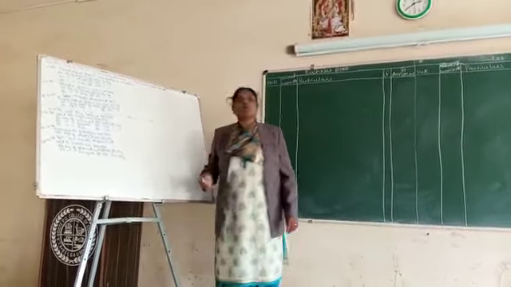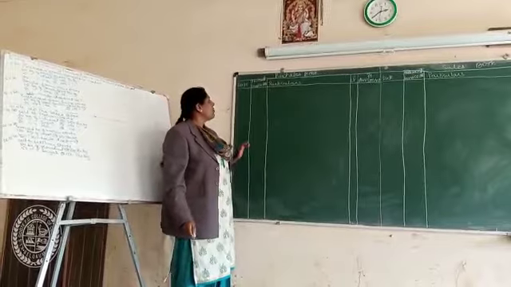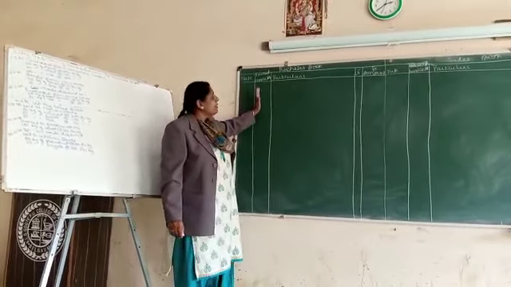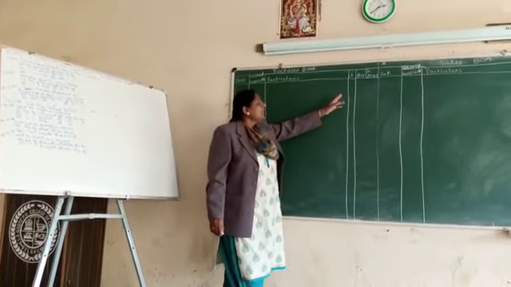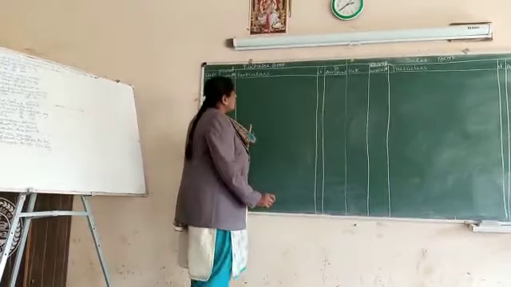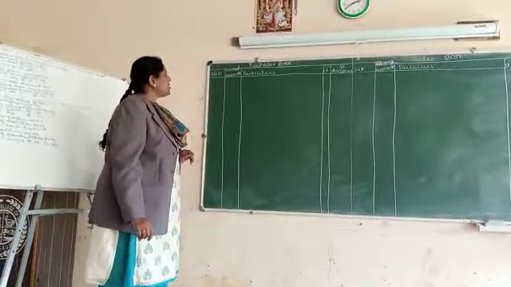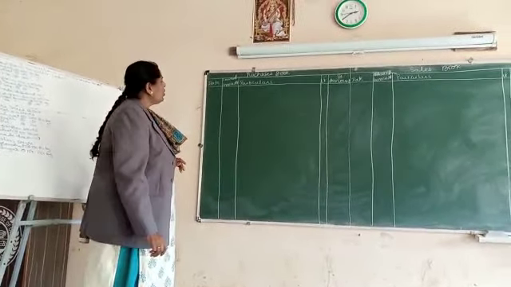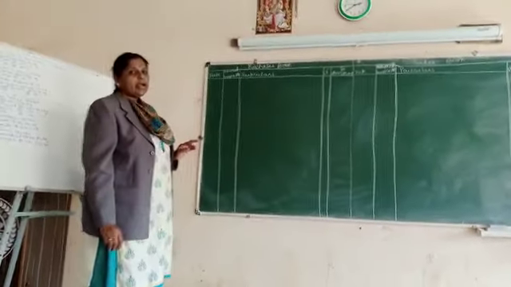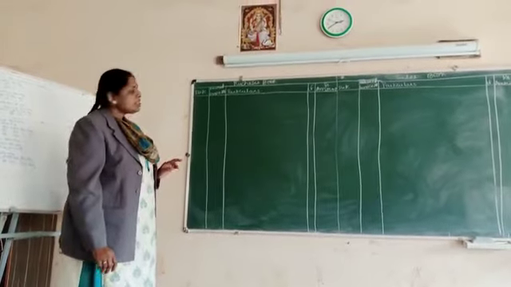There is a purchases book. Right under the purchases book: date, invoice number, particulars, LF, amount. So we start with the purchases book. In the purchases book, we will not record only the purchase of goods, and it should be only on the credit purchases.